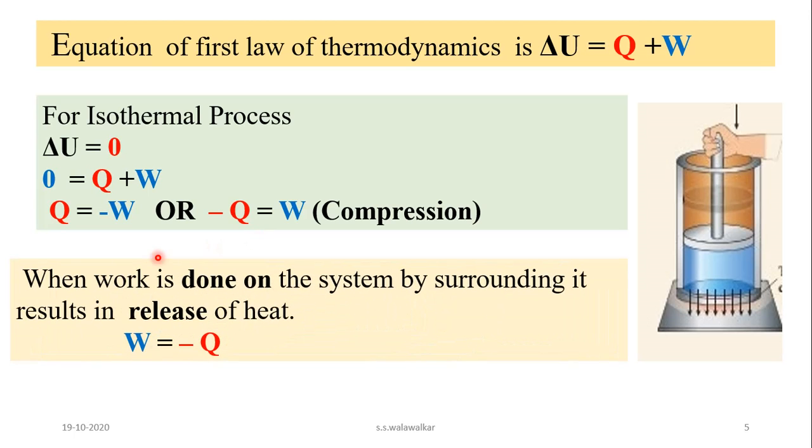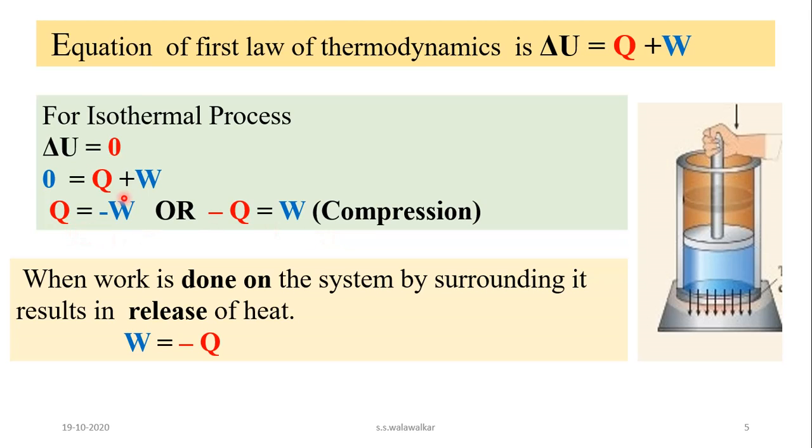So if or when work is done on the system by the surrounding, it results in release of heat, and therefore W is equal to minus Q at constant temperature. That is, for isothermal process, when work is done on the system by the surrounding, then W is equal to minus Q. So that is the mathematical expression of first law of thermodynamics for isothermal process. What is it? Q is equal to minus W, or minus Q is equal to W.